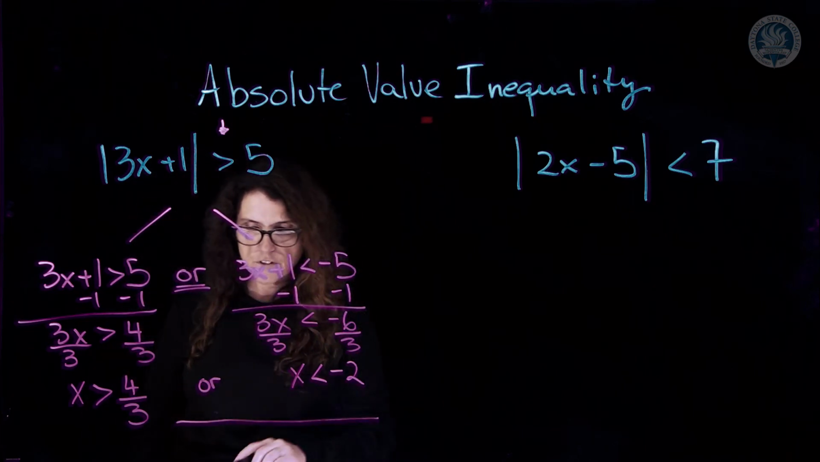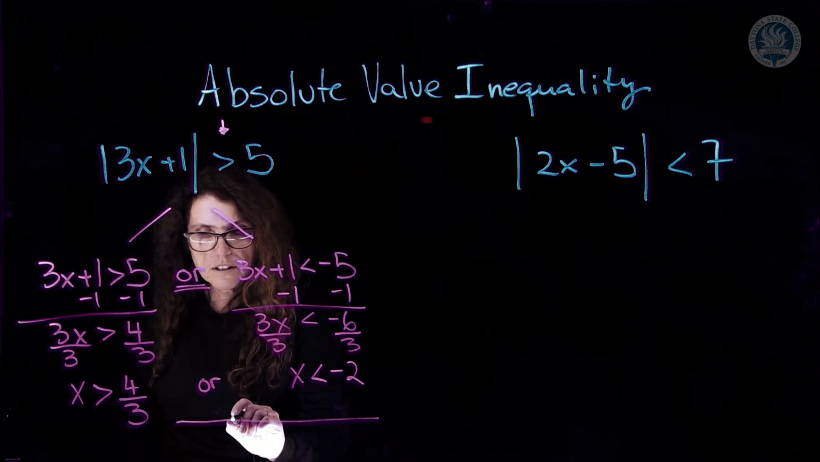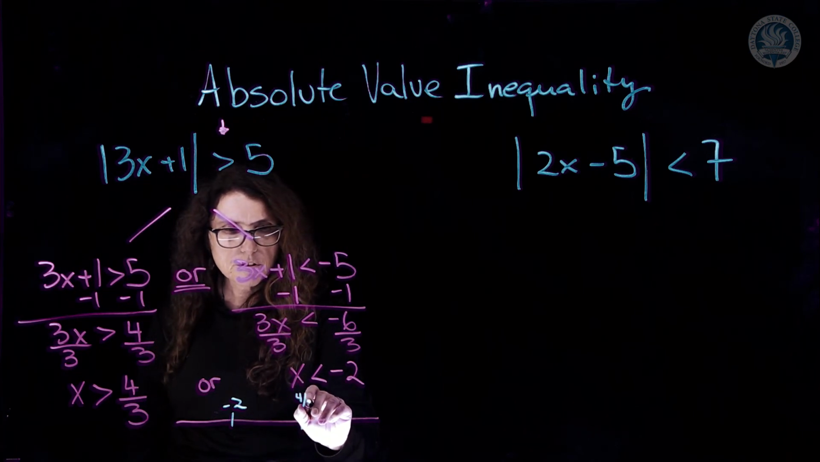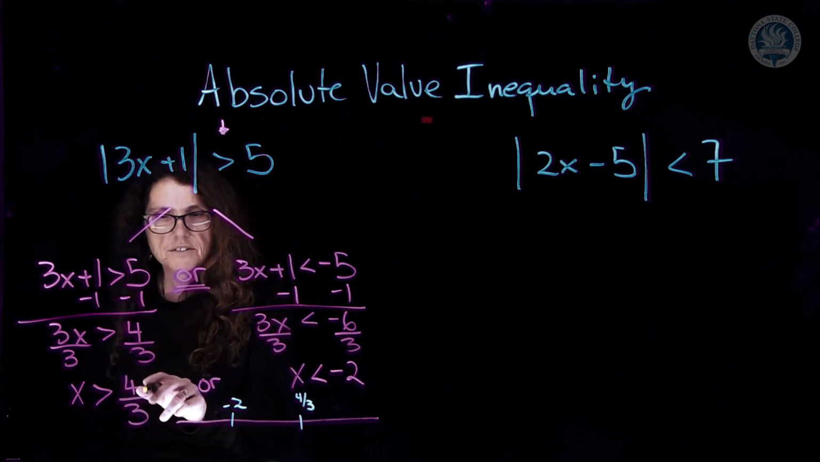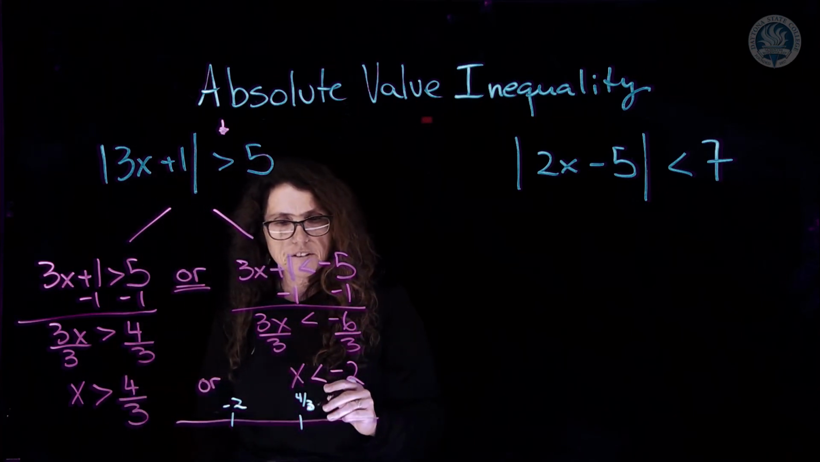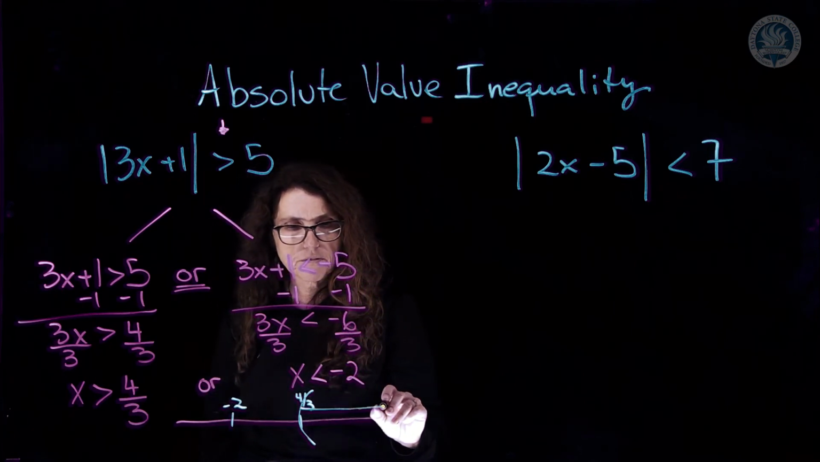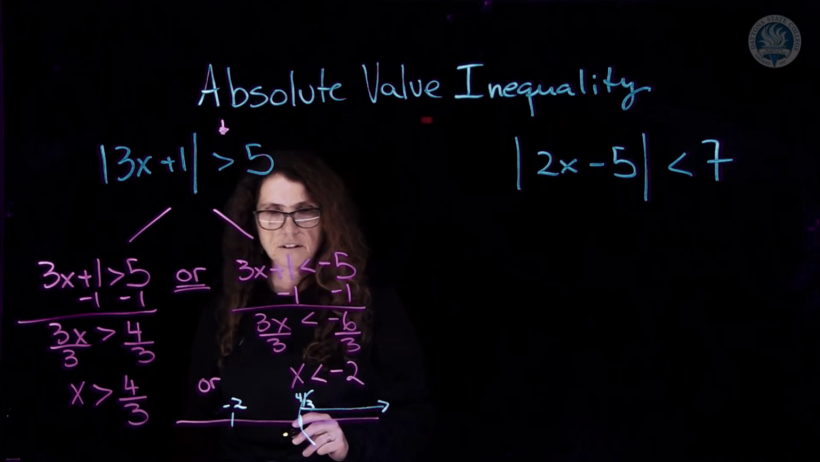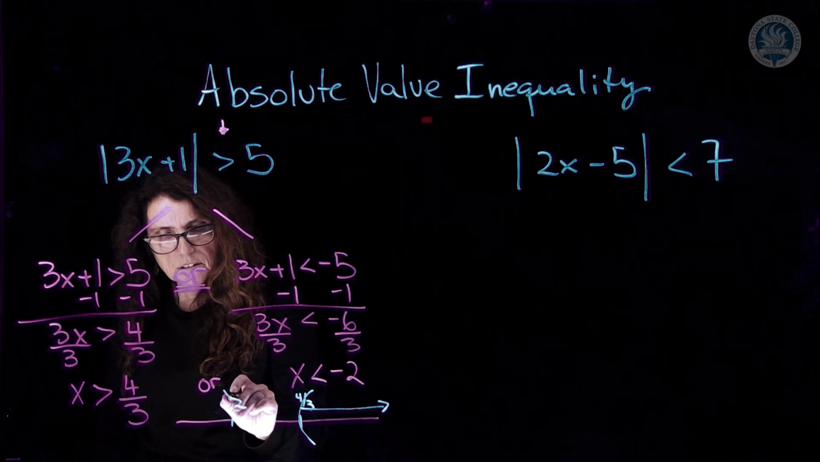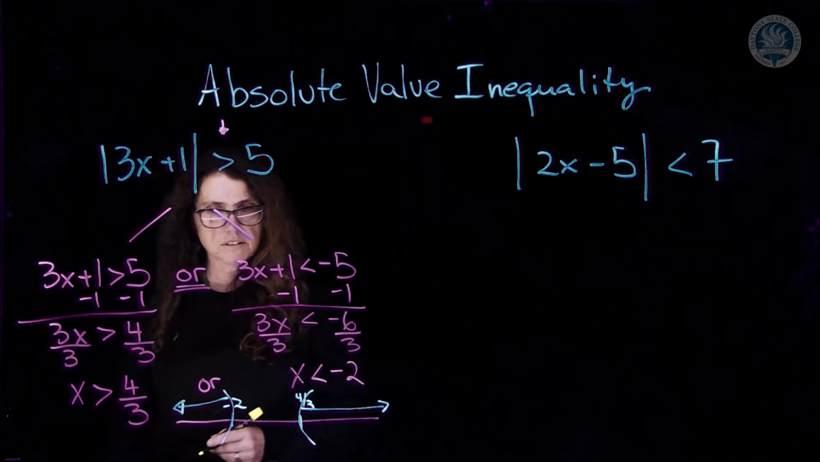I can again visually show this by using the number line. Let's say over here is negative 2, and here we have 4/3. So x is greater than 4/3. 4/3 is not included, which means I need a parenthesis. My inequality points to the right, my arrow is going to the right. X is less than negative 2, less than, pointing to the left, parenthesis, because we don't have an equal.